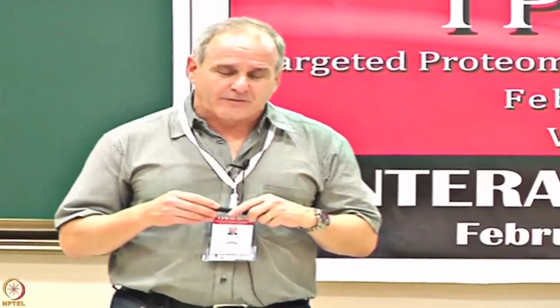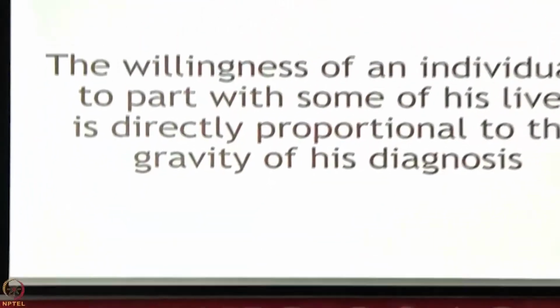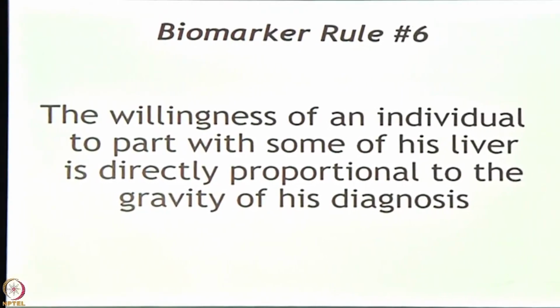And then, of course, if you're measuring samples from a tumor, you need to look at where you're taking your biopsy from. So rule number 6 is: the willingness of an individual to part with some of his liver is directly proportional to the gravity of his diagnosis. People do not give up parts of themselves easily. They only do so when they're really sick.